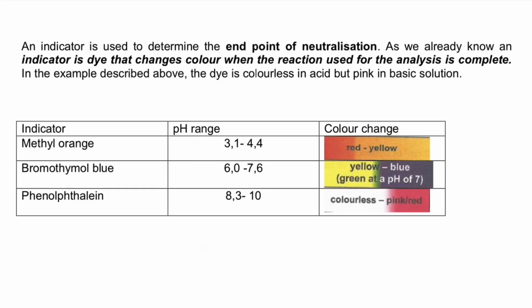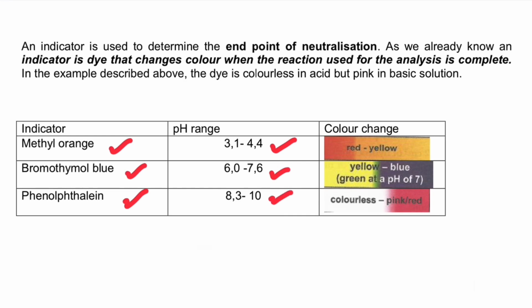Let's talk about that. An indicator is used to determine the endpoint of neutralization. We have 3 indicators: methyl orange, bromothymol blue, and phenolphthalein. If you're expecting the endpoint of neutralization to be reached when the pH is between 3 and 4.4, then you use methyl orange. If you expect the point of neutralization to be reached when the pH is around 7, you use bromothymol blue. And if you expect your pH to be around 8 to 10 when the point of neutralization has been reached, then you use phenolphthalein.